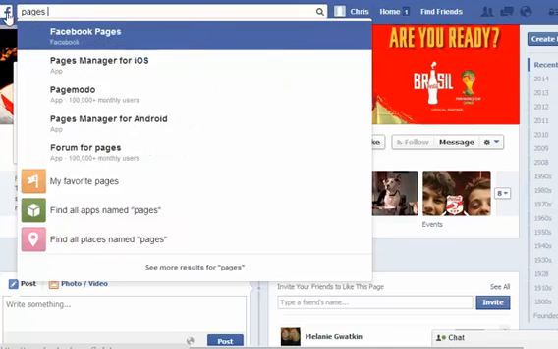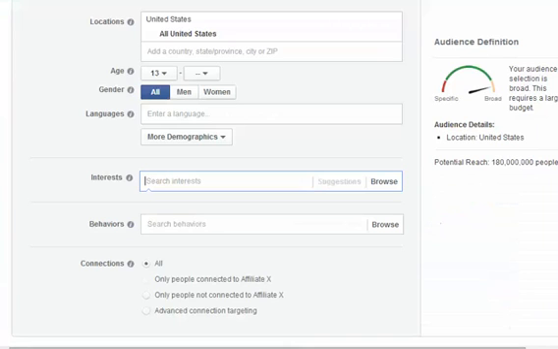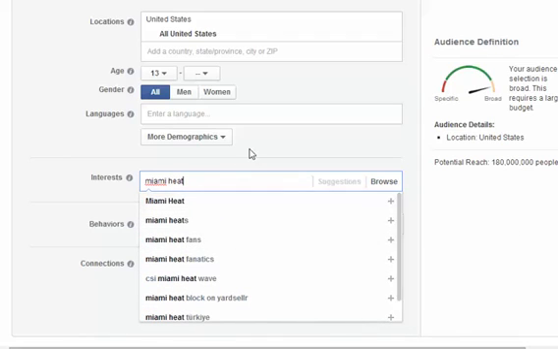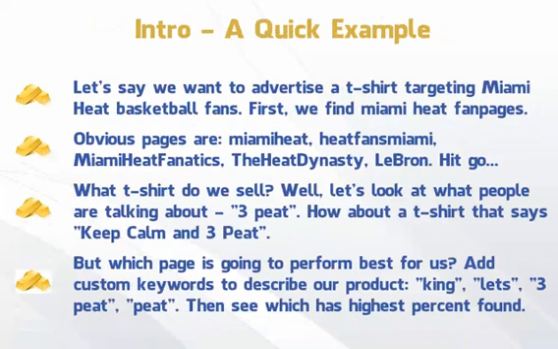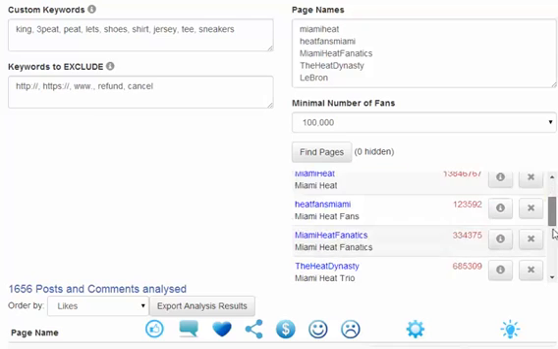I can also refine that slightly to pages called Miami Heat, or I can go over to the Facebook Ads Manager and type in Miami Heat here, and basically generate a list of potential pages and interests that we can target. Doing this for a few seconds brings up an obvious list of a handful of different fan pages that we can target. Then we go over to Goal Digger and enter that list of fan pages over here in the page names box, and it brings up results that look like this.